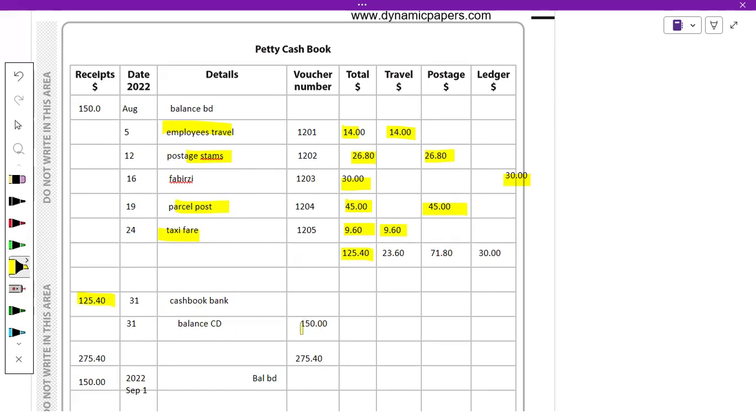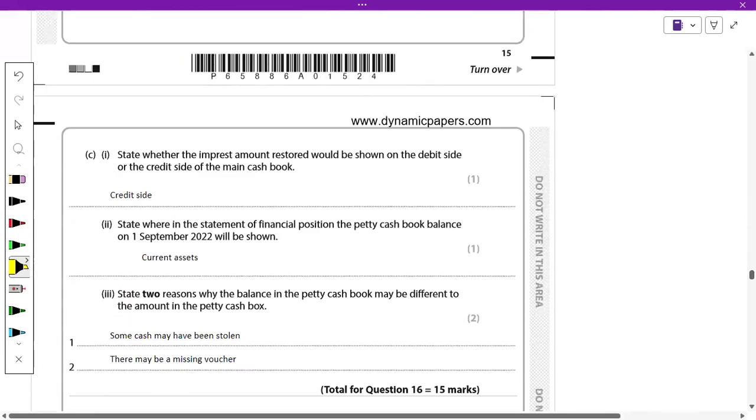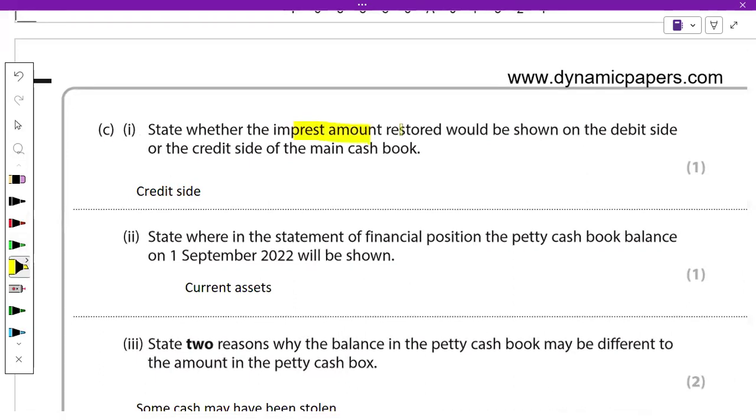So our balance c/d was 150. It means that altogether, 125 plus 150, so 275 would be our balance c/d. It means that we have to restore the 275. Okay, so this is the answer.